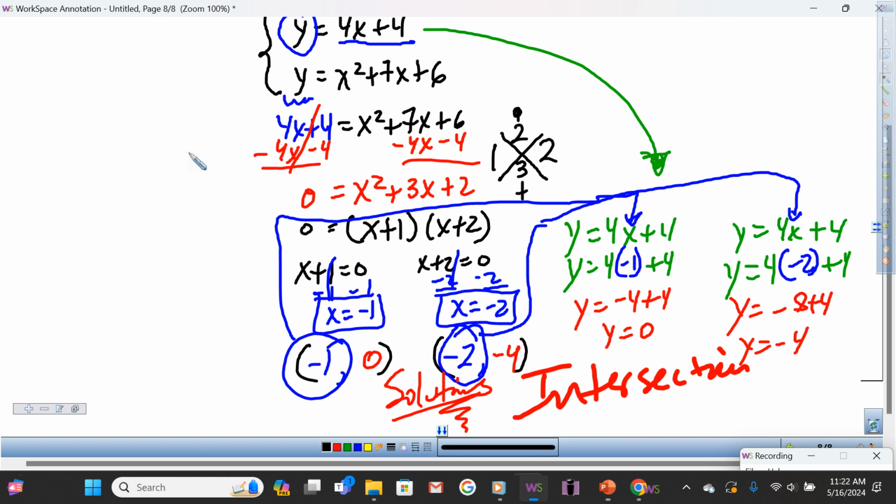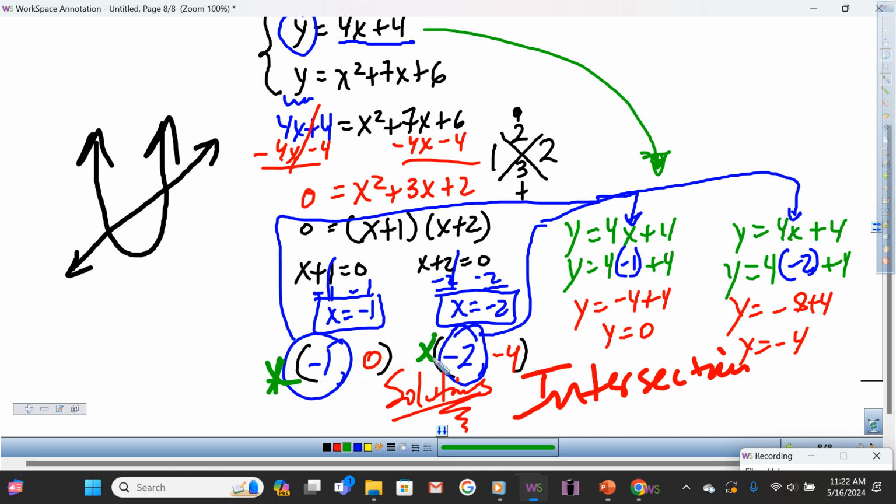Now look up, just so that you have it as a visual. This top one is a linear, so it looks like this. This bottom one is a parabola. It looks like this. So this point and this point right here are here and there. That's what it is.